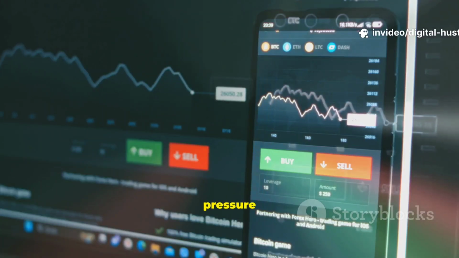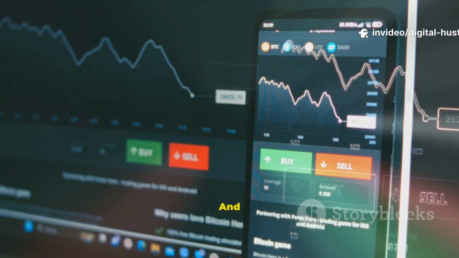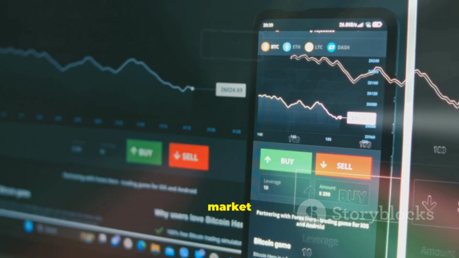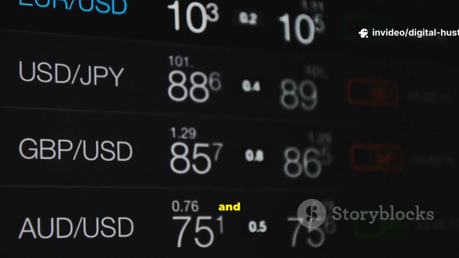The psychological pressure lifts, and you can let the remainder run to a 2-1 or 3-1 target. And remember the golden rule: always respect your stop. Never chase the market out of FOMO. A final technical warning: understand your order types and your broker.